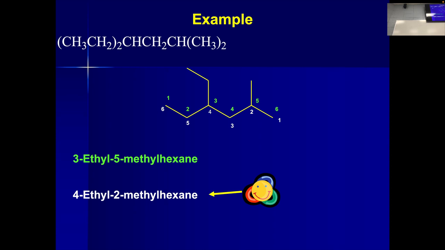Yes, ma'am? Why would you not put the 2 in front of ethyl? Like, why would it be 2, 4? Because if it were 2, 4, that would mean that you had 2 ethyl groups. This is telling me that on carbon number 4, there is 1 ethyl group, and on carbon number 2, there is 1 methyl group on a hexane parent. That's because of the alphabet too, right? You're doing E before M. E before M, that's right.